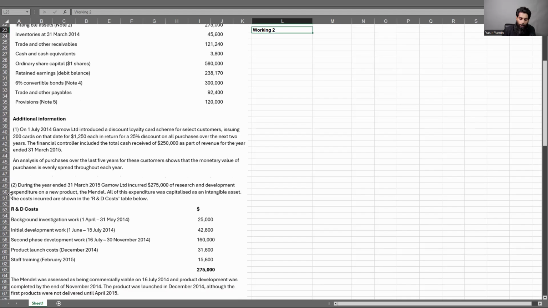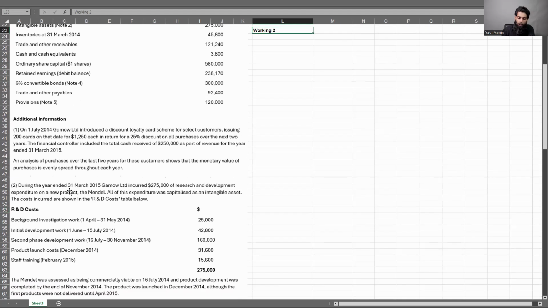So working number two. Working number two says during the year ended 31st March 2015, which is this accounting period, by the way, Gamow Limited incurred $275,000 of research and development expenditure on a new product, the Mendel. Recently, Gamow Limited has spent $275,000 on research and development.